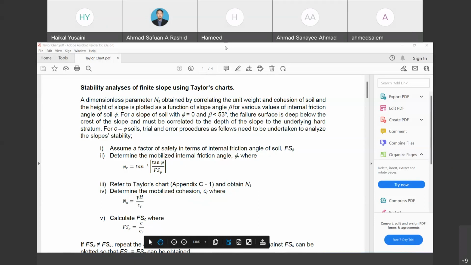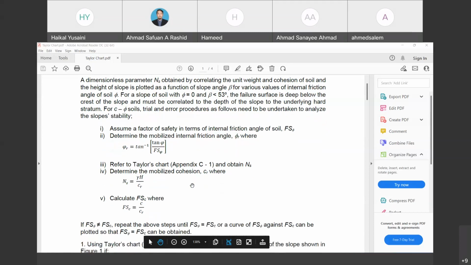And plot as a function of slope angle beta for various values of internal friction angle of the soil. Later on we may look at this on the chart. For a slope of soil with phi 0 and beta less than 53, the failure surface is deep below the crest of the slope and must be correlated to the depth of the slope to the underlying hard stratum. For C and phi soil, a trial and error procedure needs to be undertaken to analyze the slope stability. So this is the procedure.